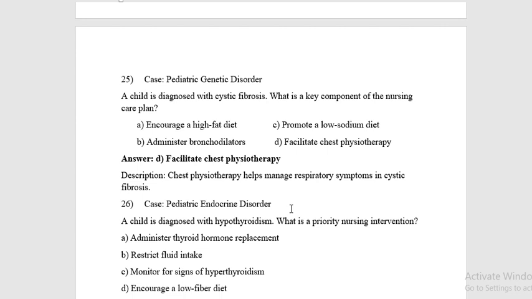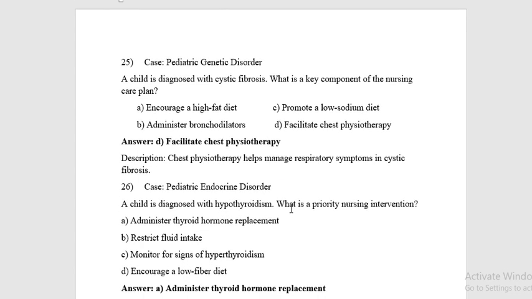Question 25. Pediatric genetic disorder. A child is diagnosed with cystic fibrosis. What are the key components the nurse can plan? A. Encourage a high-fat diet. B. Administer bronchodilators. C. Promote a low sodium diet. D. Facilitate chest physiotherapy.